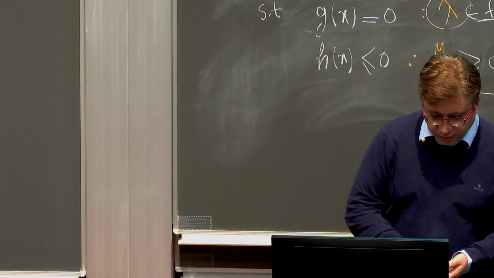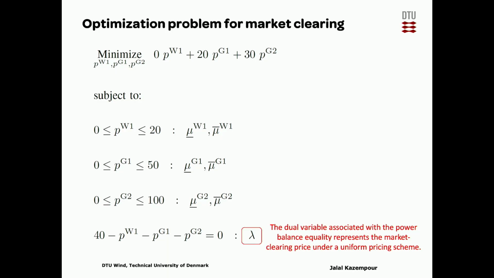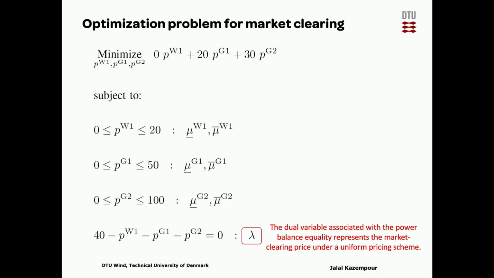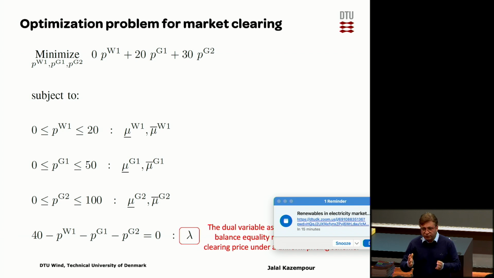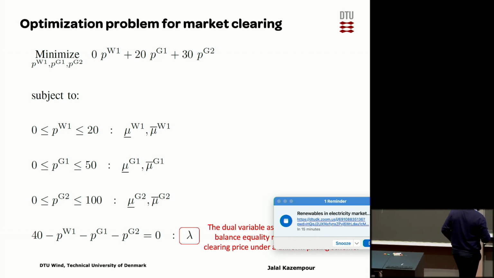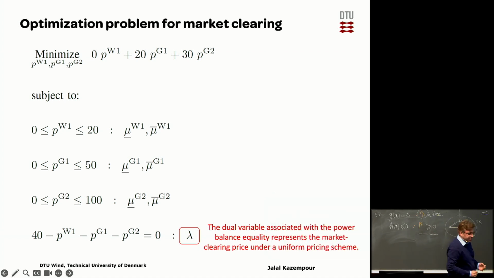Good. So we talked about these constraints. Wow, we like lambda. Why do we like lambda? Because lambda, which is dual variable of power balance constraint, gives you what? Market clearing price. Can you tell me why? We just talked about the definition of dual variable as sensitivity of objective function with respect to that constraint. Why do you think lambda gives us the market price? Of course, under uniform pricing.